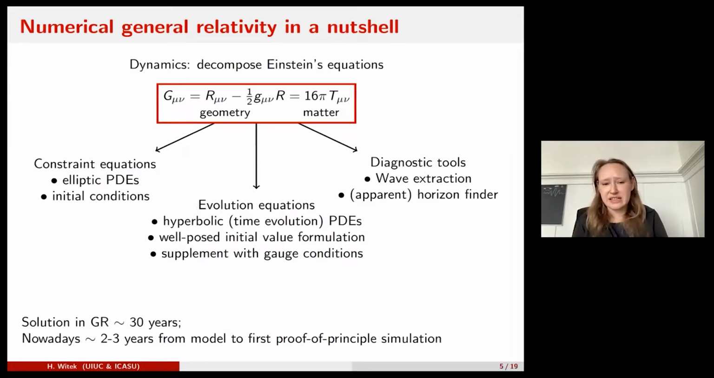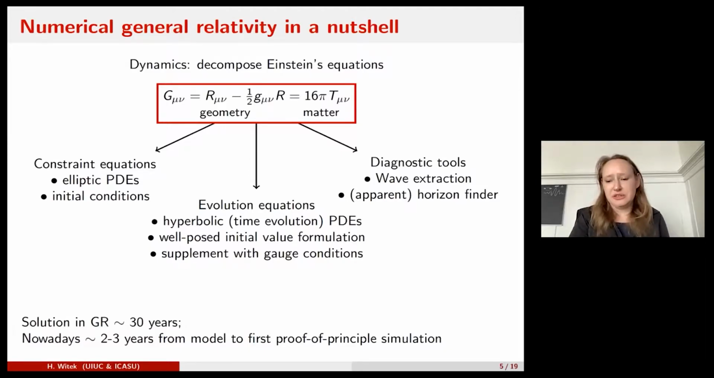Yeah. So nowadays, realistically, if you say, okay, I want to model this particular theory of gravity, to start from there all the way to have the first proof of principle simulation of a black hole binary typically takes 2 to 3 years. Yeah, and that includes both a mathematical understanding, initial conditions, so that's solving these elliptic partial differential equations, and understanding the hyperbolic problem. And then, of course, the implementation and running, which can be an entirely different beast sometimes.